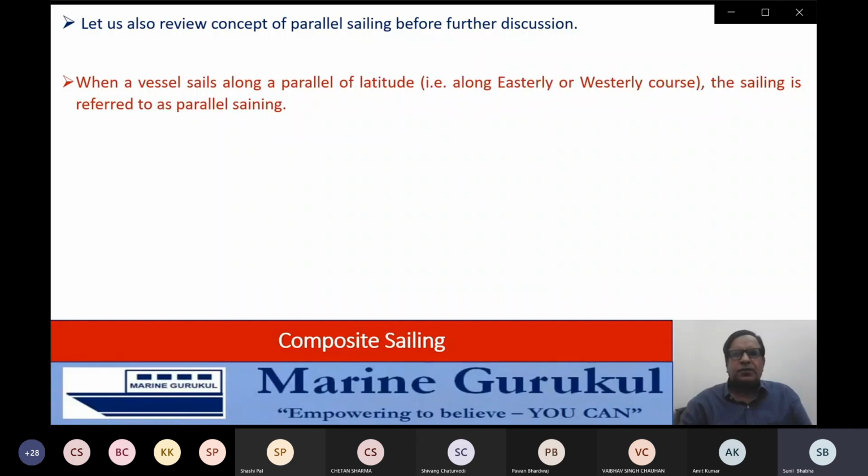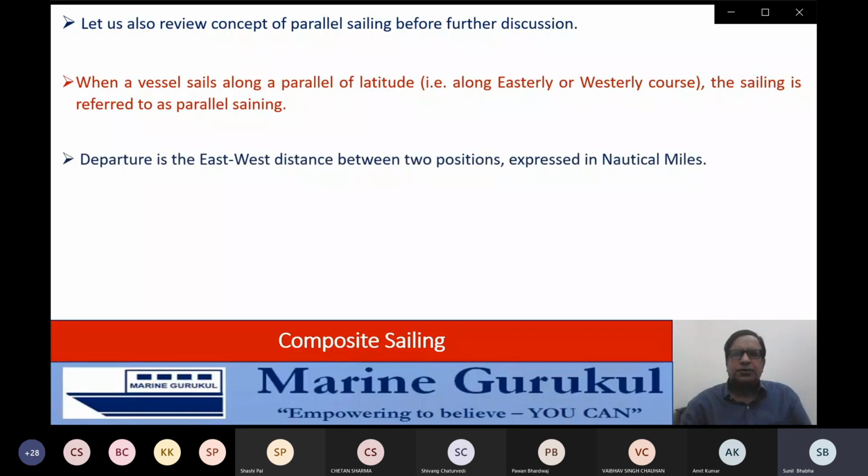Now, when a vessel sails along a given parallel of latitude, that means along an easterly course, that is 090 degrees true, or a westerly course, that is 270 degrees true, the sailing is referred to as parallel sailing. We already know why it's called parallel sailing, because you're moving along a given parallel of latitude.